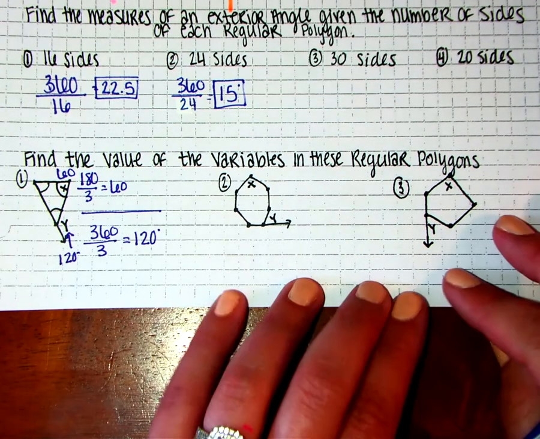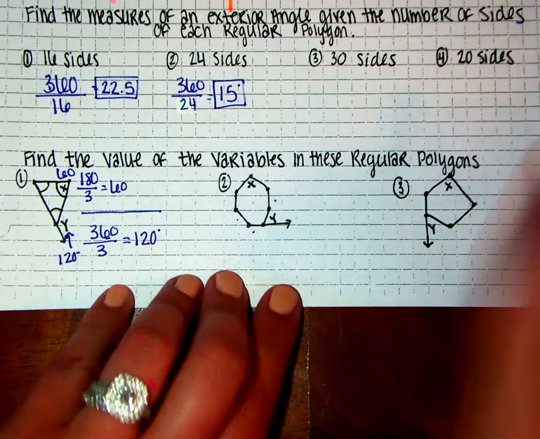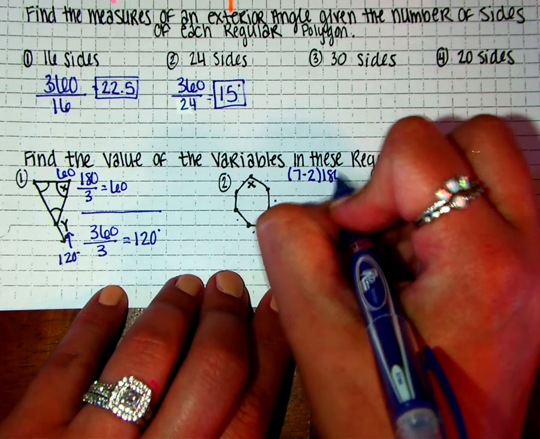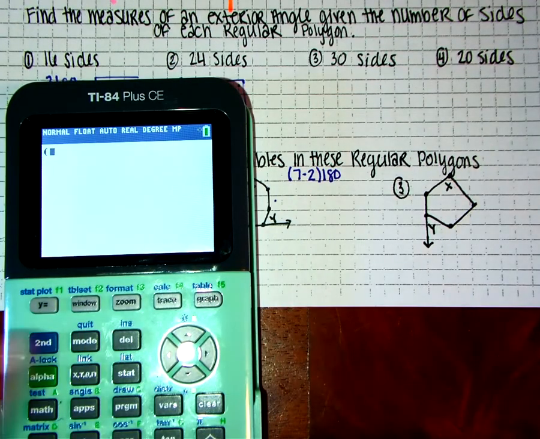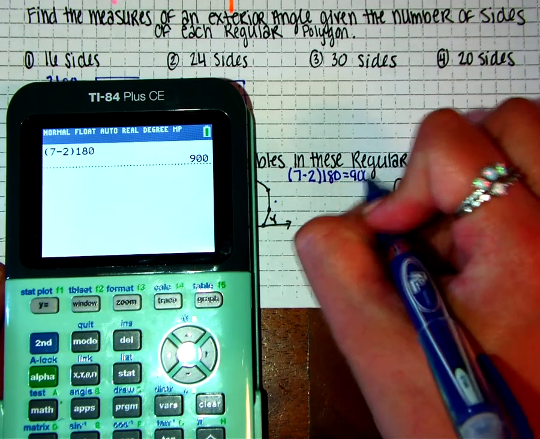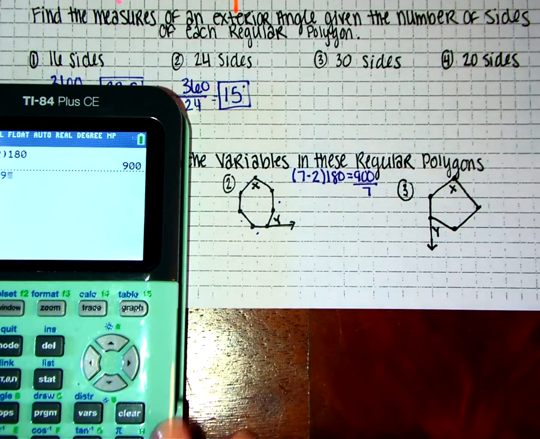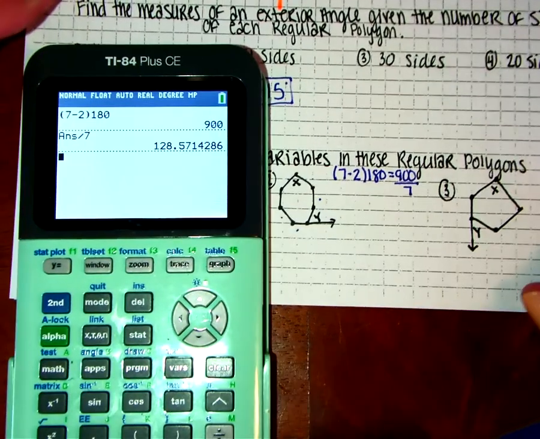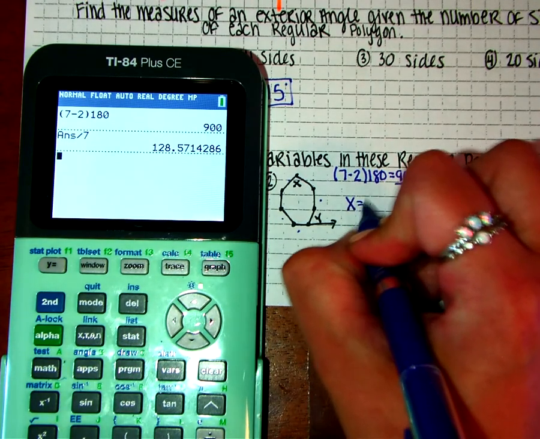Let's try the next one. So how many sides does this one have? 1, 2, 3, 4, 5, 6, 7. So I need to first know how many degrees the shape has. So 7 minus 2 times 180 will give me how many degrees my shape is. The total is 900. However, I only want one of them. So 900 divided by 7 gives me a horrible decimal. Let's round to the nearest tenth of 128.6. X is 128.6.